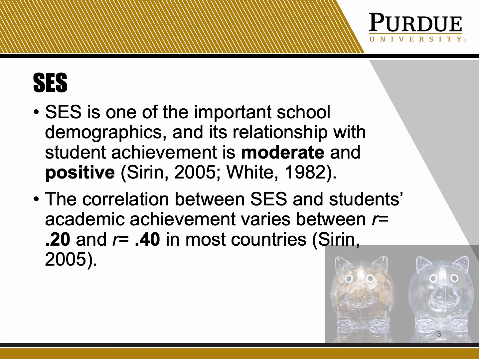SES is an important school demographic, and its relationship with student achievement is moderate and positive. In other words, lower student SES predicts lower educational outcomes. In a meta-analysis study consisting of 74 studies, Sirin confirmed this relationship and found that it varies by cultural, economic, and social context. There is no evidence that low SES is related to student ability, but it can be considered as an indirect factor that leads to low achievement.